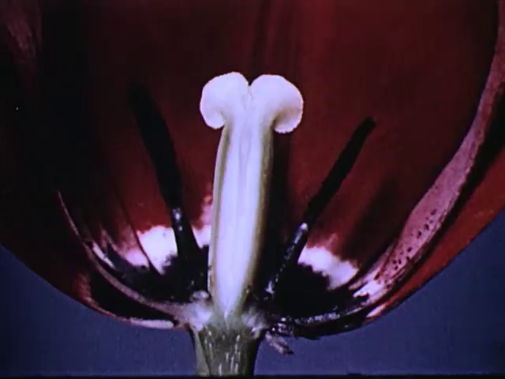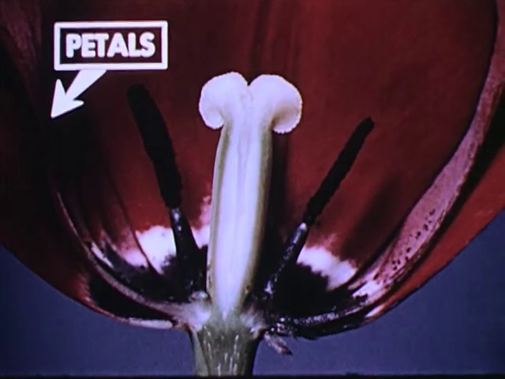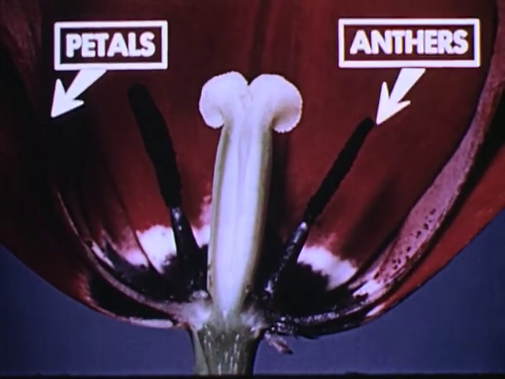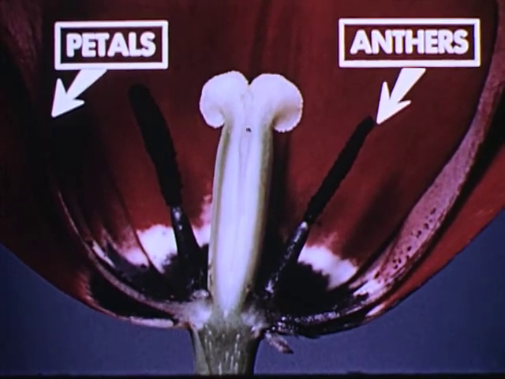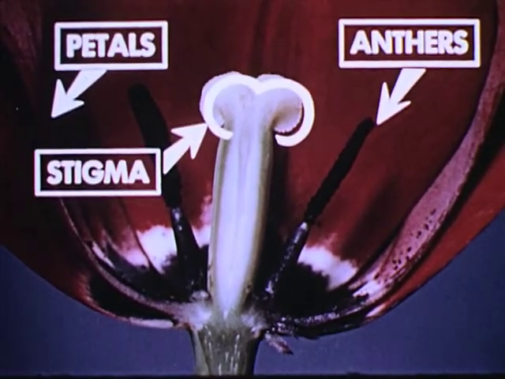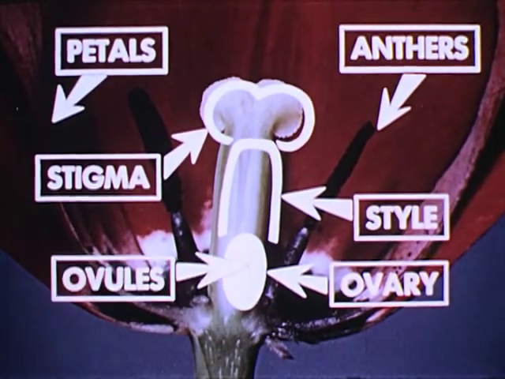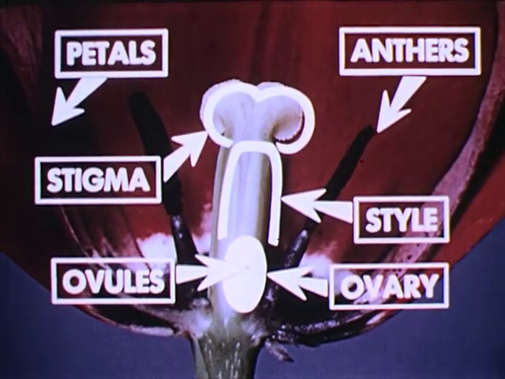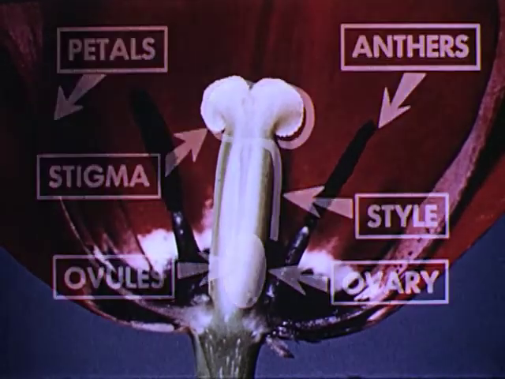This tulip has been cut lengthwise to show its structure. The petals are these conspicuous colored parts. These ends of the stamens are called anthers. Anthers contain pollen. The pistil consists of the stigma, the style, and the ovary. Inside the ovary are ovules containing eggs. When fertilized by pollen, these eggs develop into mature seeds.